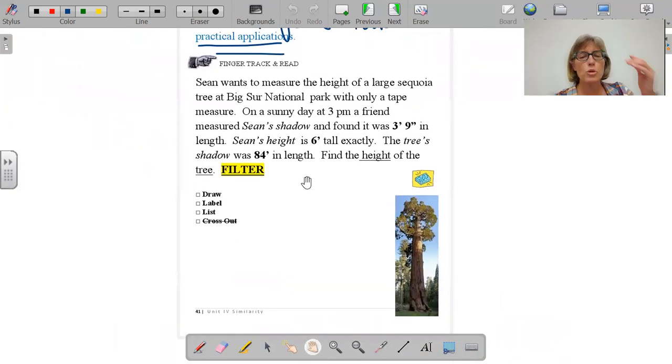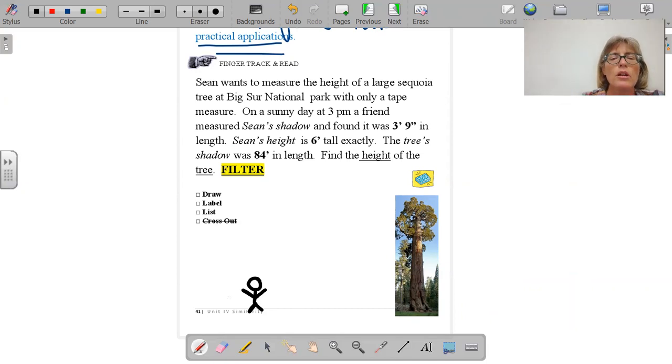So we're going to be very careful to draw, label, list, cross out. So here we go. We have a young man named Sean. So let's draw Sean first and Sean's shadow. So here's Sean standing, and they don't say whether or not the shadows are overlapping, so we're just assuming he's standing to the side of the tree. So Sean is 6 feet in height, and Sean's shadow, and you can assume all shadows to height are at a right angle, is 3 feet 9 inches.